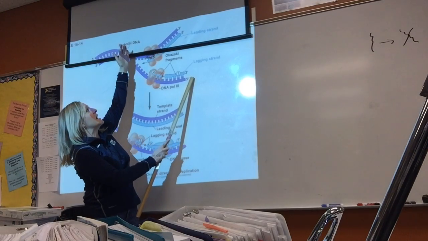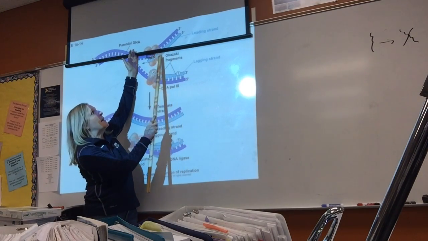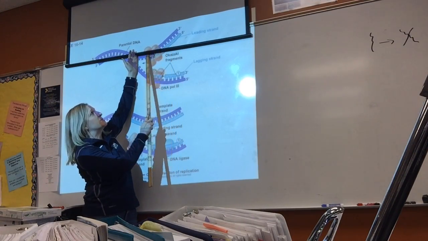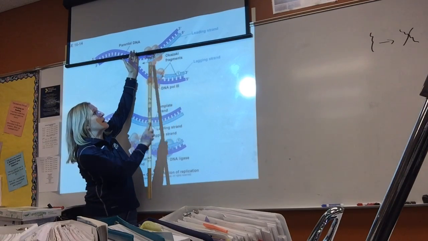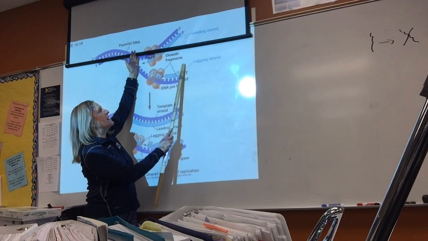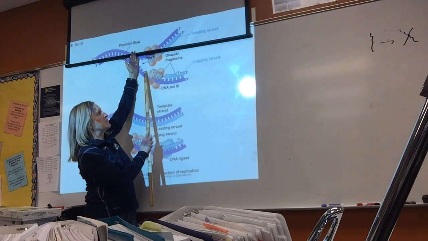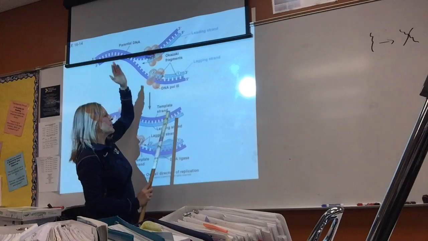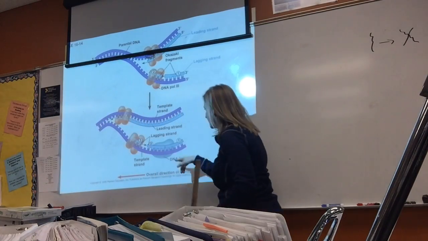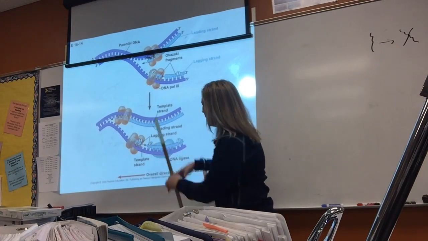Then what happens? It unzips some more. No problem for this side. The DNA polymerase just keeps on adding nucleotides in the 5' to 3' direction. But here it got to the end, and now it has to start over again and grow in the 5' to 3' direction. So what you end up with is having fragments. So you get these fragments here, and so now it unzips some more.